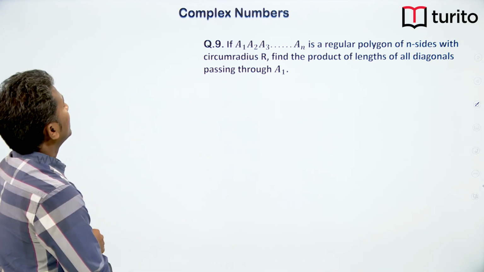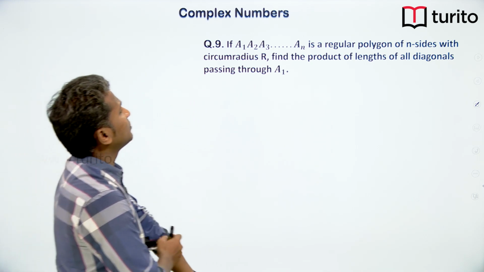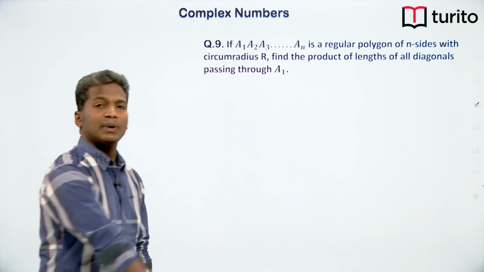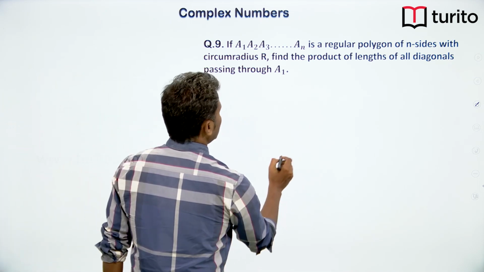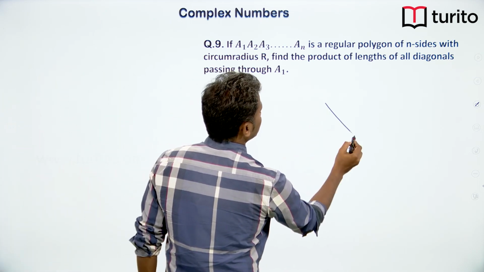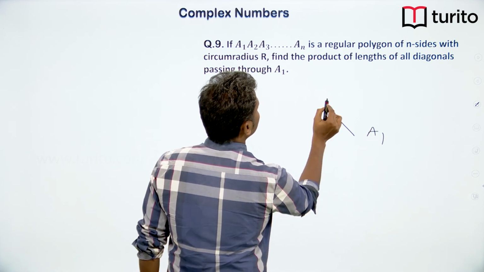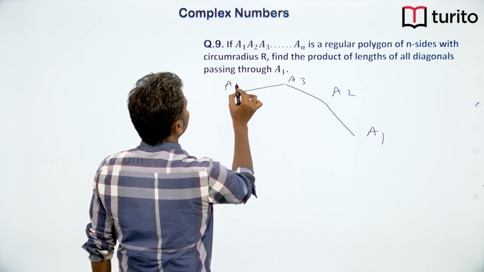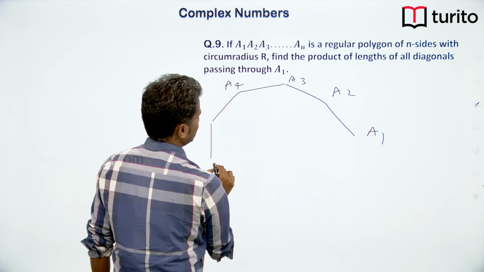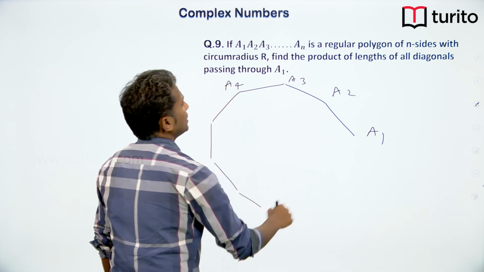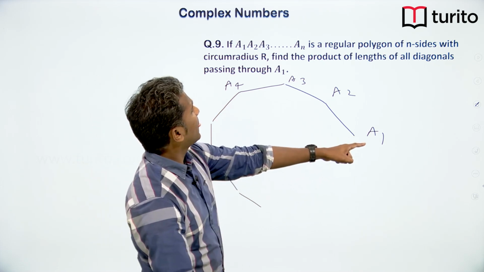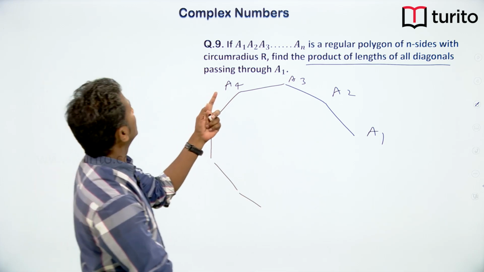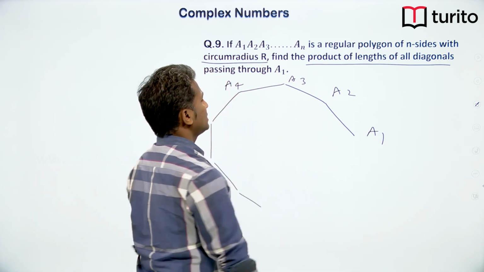So, here if A1, A2, A3, An is a regular polygon of n sides with circumradius r, find the product of lengths of all diagonals passing through A1. So, let us say that there is one polygon here, okay, and this vertex is A1, this is A2, this is A3, this is A4. So, like this we have a polygon. Okay. So, now through A1 we want to find product of all diagonals. Okay. And there is this data given which is circumradius is r units.